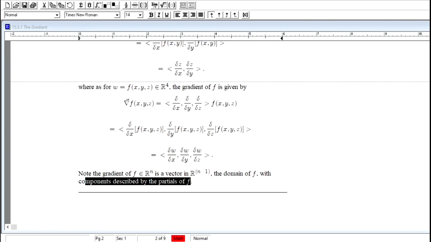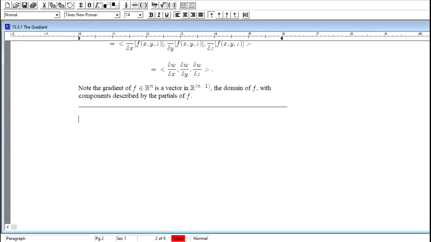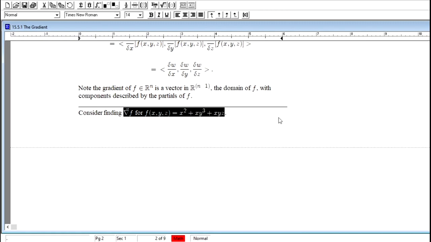All right, folks, if we scroll down, I do believe we see an example of the gradient. Right. We might consider finding the gradient of f for f of x, y, z equal to x squared plus x y cubed plus x y z in value. Right. We might consider finding the gradient, given by this notation, for this four-dimensional surface seen here, folks.